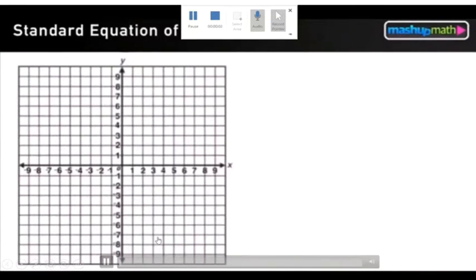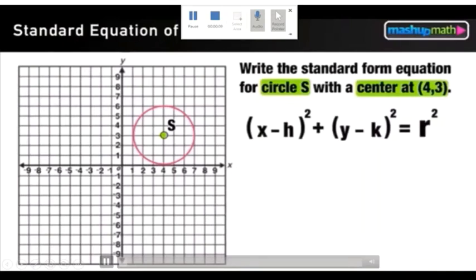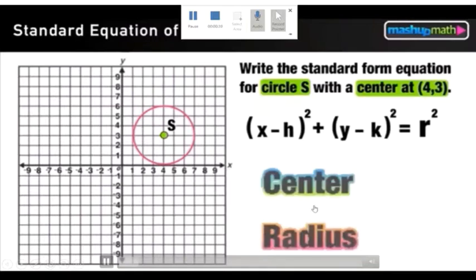Alright, now let's have another example here. I have another example for circle S with a center at (4, 3). So if our coordinates are (4, 3), we will be using the same formula, (x - h)^2 + (y - k)^2 = r^2. I already got what I need, the center, which is at (4, 3). And if you are going to graph the circle onto the Cartesian plane, it will look like this.